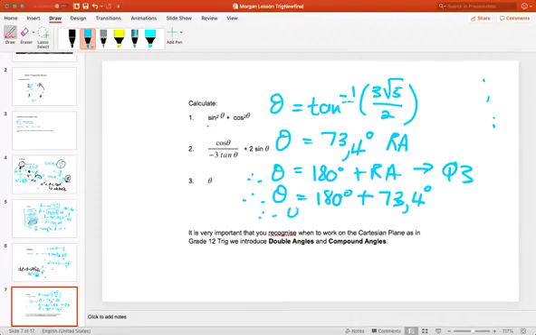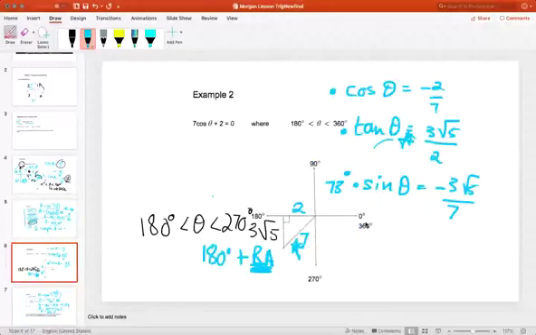So therefore, theta is 253,4 degrees. Now let's have a look at that. We've got 253,4 degrees. Let's go back to our Cartesian plane. There we go. Does 253,4 degrees fit in quadrant 3?